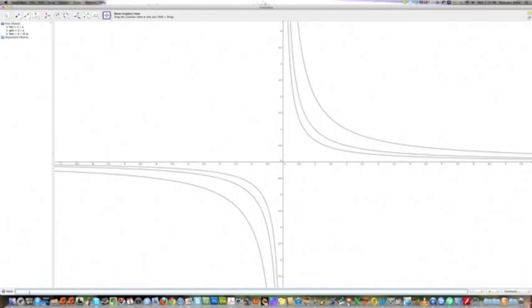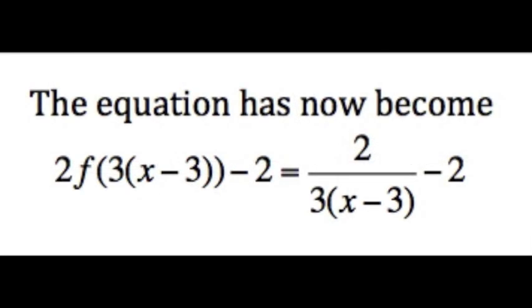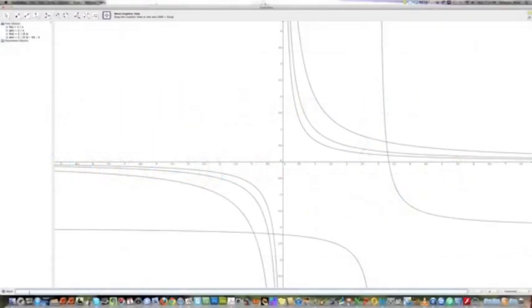And then a translation of 3, negative 2. Since the 3 is a translation on the x, that's going to appear in the denominator with the x. And since the negative 2 is a translation on the y, that's going to be subtracted from the equation as a whole afterwards. And now we see that the whole thing has been moved 3 units to the right for the x and 2 units down for the y.